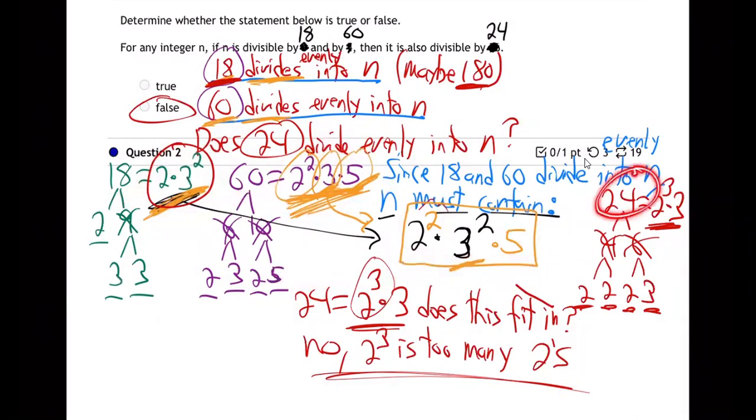And then I break down the 24. They're asking, does the 24 go in? I prime factored the 24: 2 to the 3rd power times 3. So does that fit in here? That's really the question. Does 2 to the 3rd times 3 fit in? No, we've only got room for two 2s. We don't have room for three 2s. So the answer is false. There's not room for that.